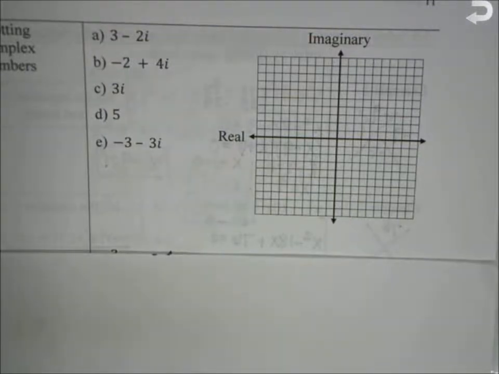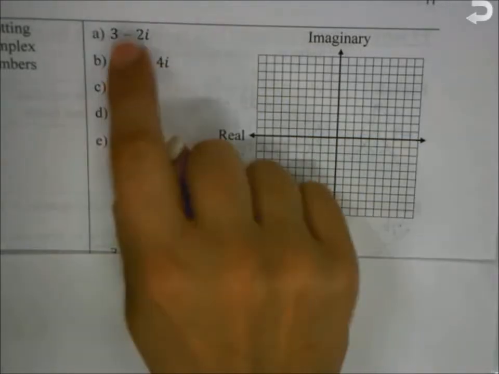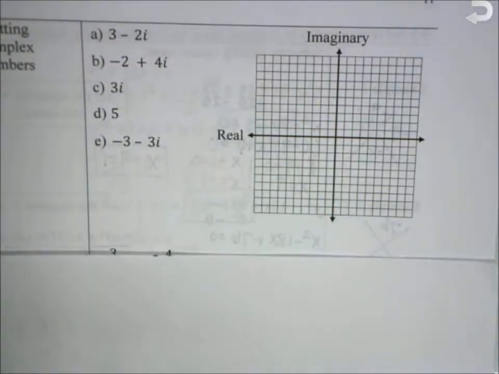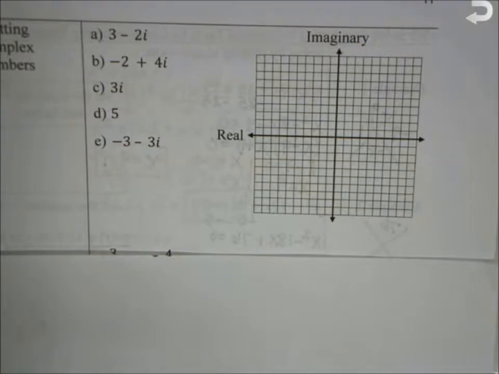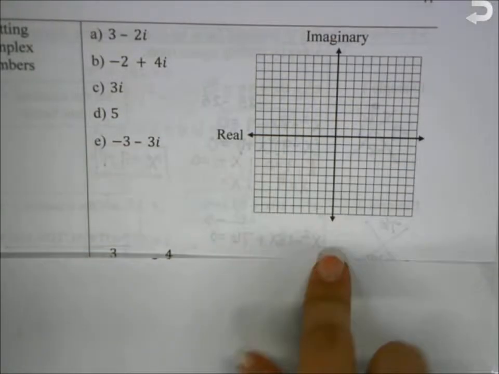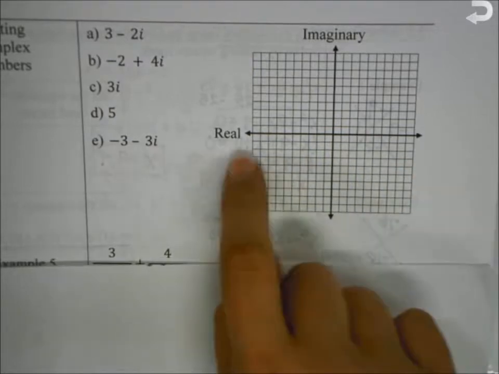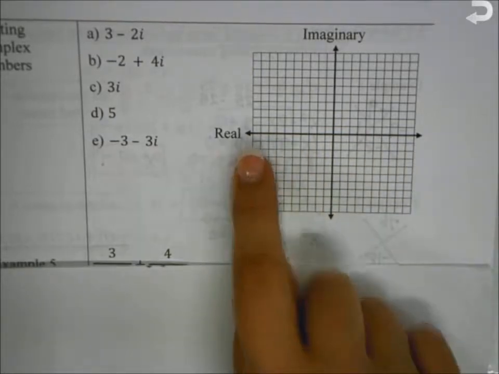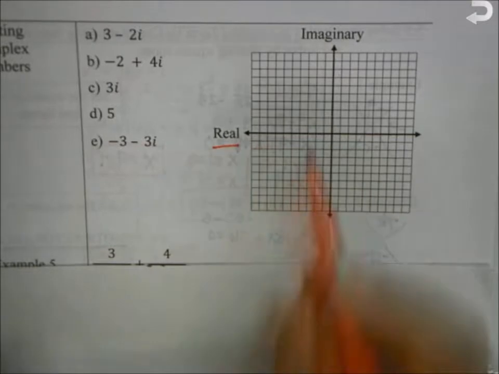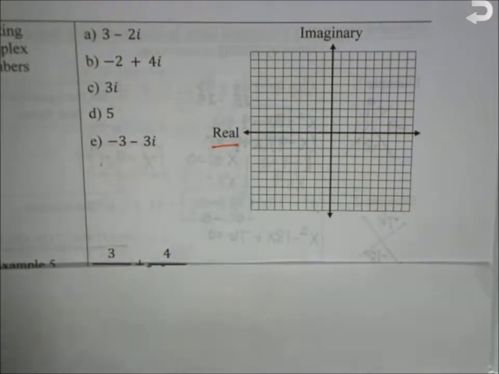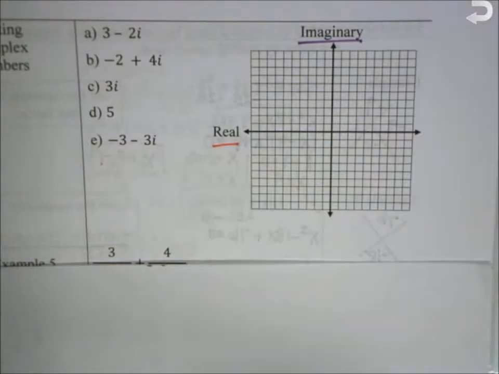Okay, we have our X and Y axis, but they're labeled a little bit differently. The x-axis is all of our real numbers, and the y-axis is going to be the imaginary part of the number. So what we have to do is we take the real part and we find it on there, and then we move down the imaginary part. So we're going to do this one together.